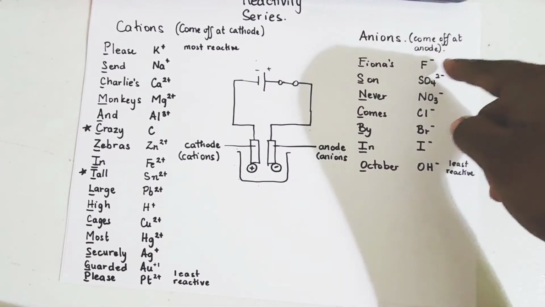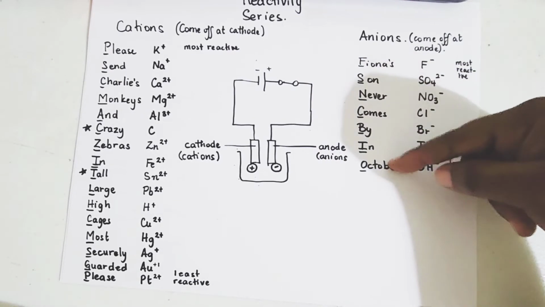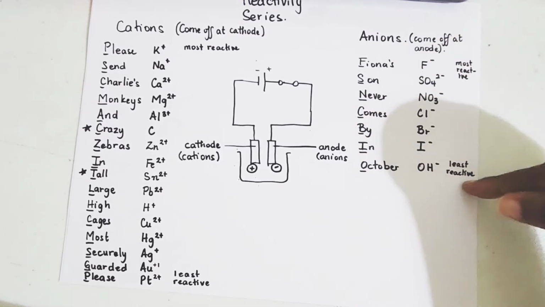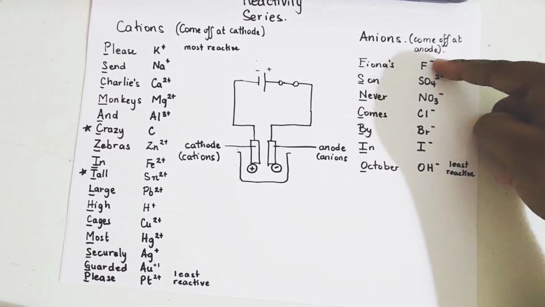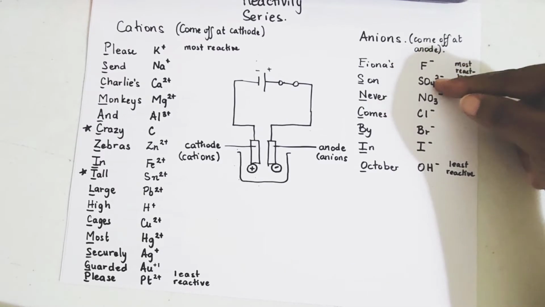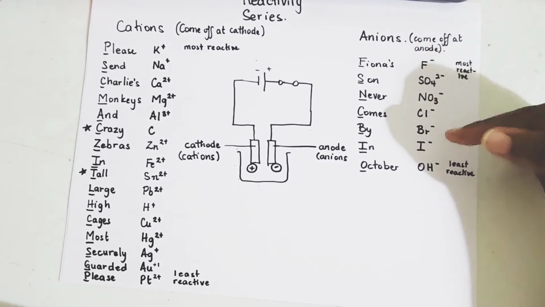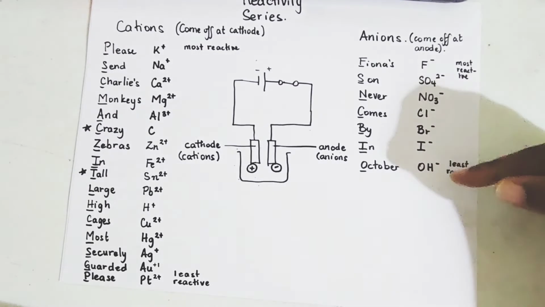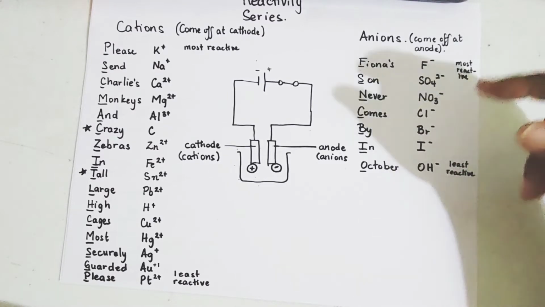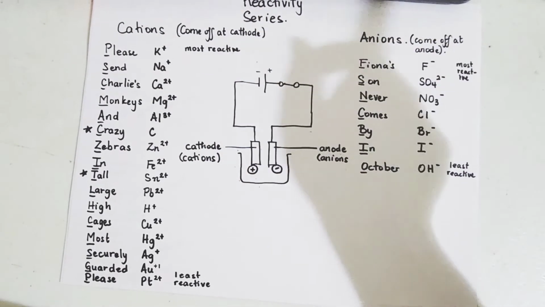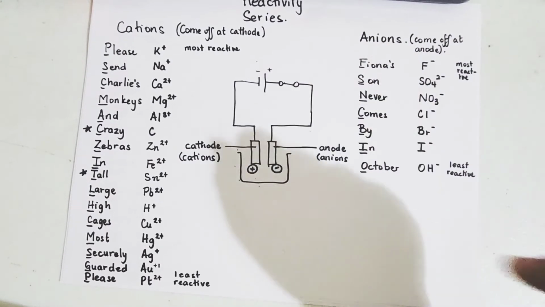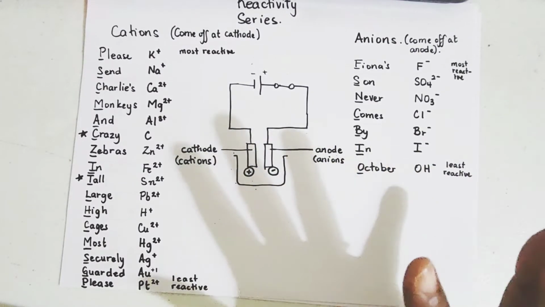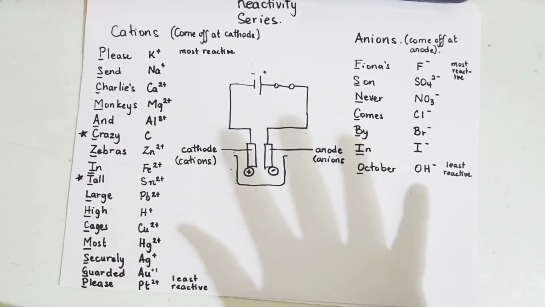For anions, I have here: Fiona's sun never comes by in October. The most reactive is the fluoride ion, and the least reactive is the hydroxide ion. This is the fluoride ion, the sulfate anion, the nitrate anion, the chloride anion, the bromide anion, the iodide anion, and then the hydroxide anion. So you need to become familiar with your ions, and that will make all the world of problems go away.